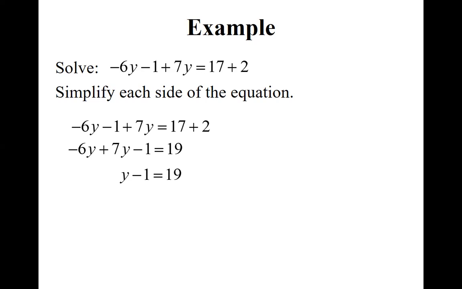This we can solve by adding 1 to both sides. To get the y by itself, we undo -1 with +1. Whatever we do on one side, we do to the other. We get 19 plus 1 is 20. Y equals 20. If you want to check that, I leave that to you.